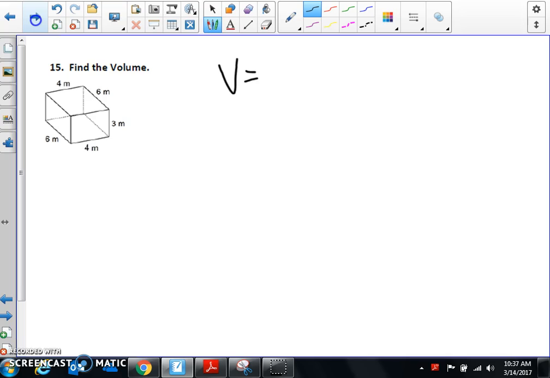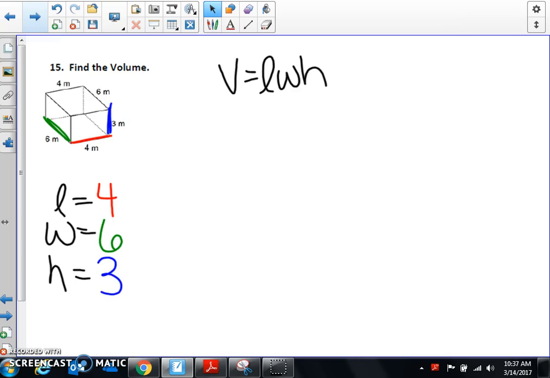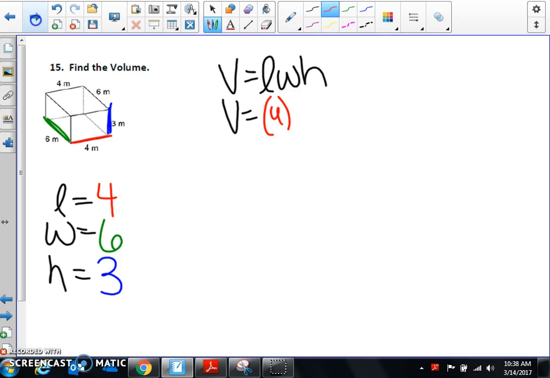I find that the volume of a rectangular prism is length times width times height. So length, width, height. The length is how long it is, which would be 4. The width is how wide it is, which would be 6. And my height is how tall, which would be 3. Now, all I do is I just plug it in. So my length is 4, my width is 6, and my height is 3.